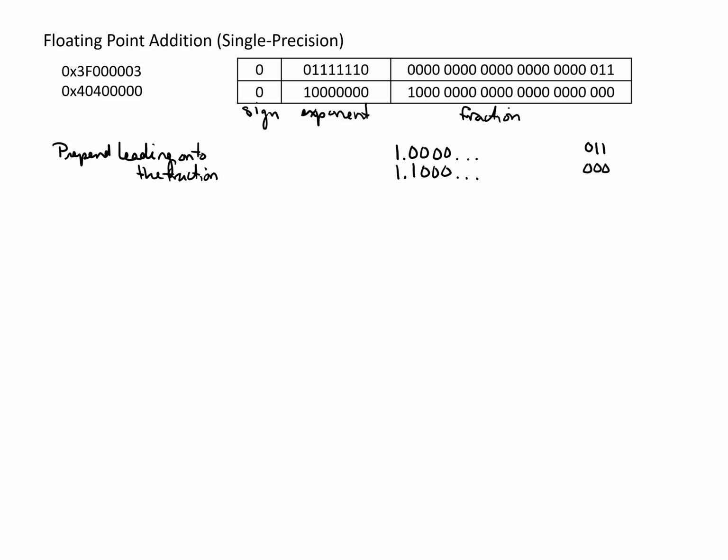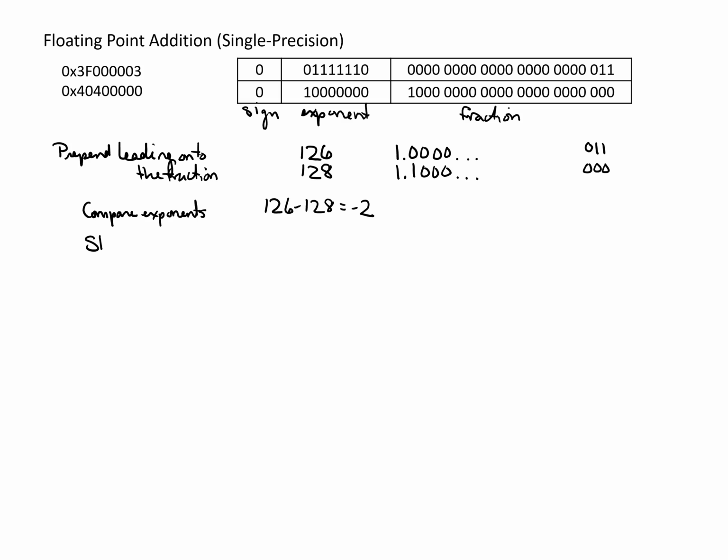Then we need to compare the exponents. And to do that, we first need to know what the exponents are. And so for the first number, the binary exponent corresponds to 126 in decimal. And for the second one, it corresponds to 128. And so essentially to compare these, if we subtract these, we find that we would get a -2.